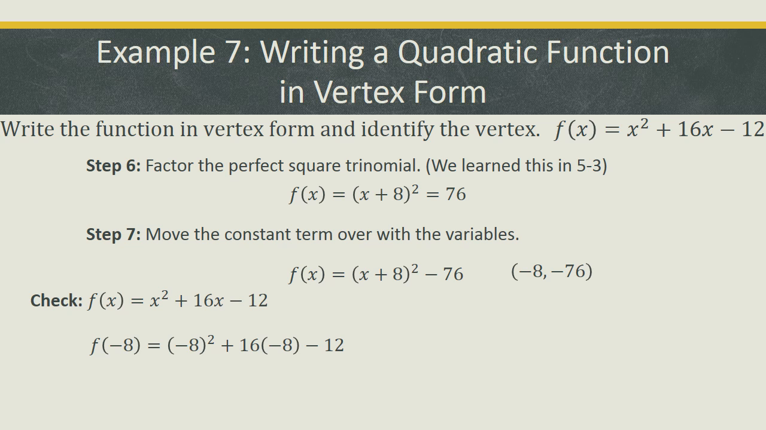And then from there, you're just simplifying. Negative 8 squared is 64. 16 times negative 8 is negative 128, and then the minus 12. Add everything together, or subtract everything together. You end up with negative 76, which is what we wanted. Winner, winner, chicken dinner.